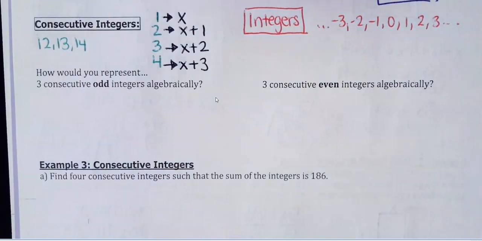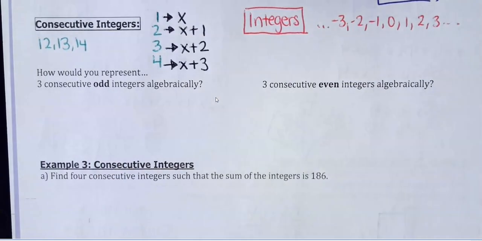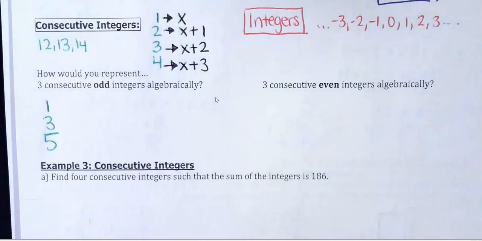Okay, now, those are just plain consecutive integers. Sometimes you run into problems where they'll say specifically consecutive odd integers or consecutive even integers. Could anybody give me a little example, 3 consecutive odd integers? Perfect. Okay, so 1, 3, 5. Those are all odd numbers.